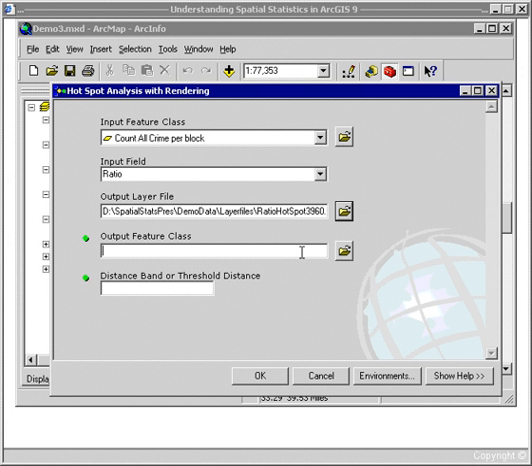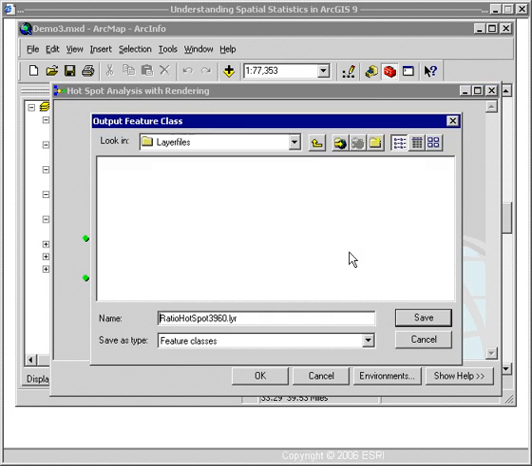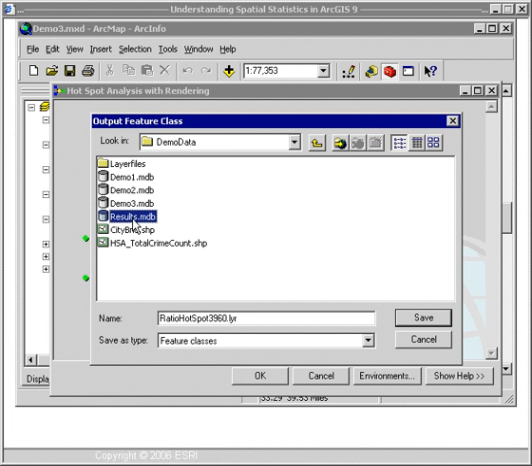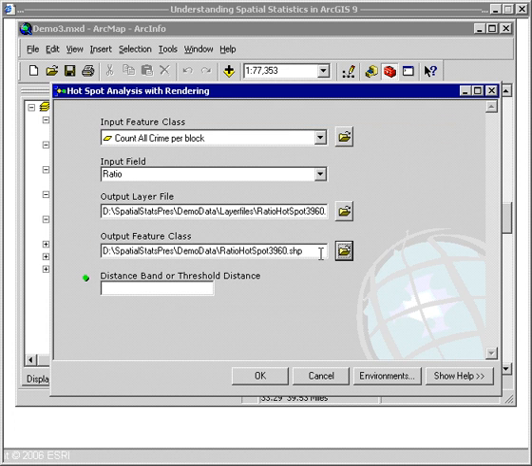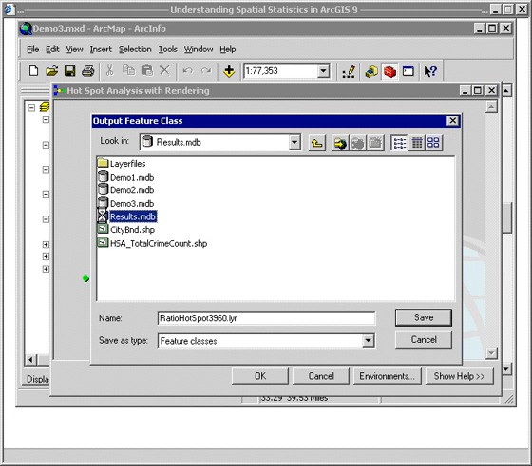of the name. Now my output feature class is going to be a new data set with my z-scores computed for every feature. I'm going to put that in my results geodatabase. I'm going to call it the same name, but I'm going to get rid of that .lyr. There we go. Took a little while to get into that.